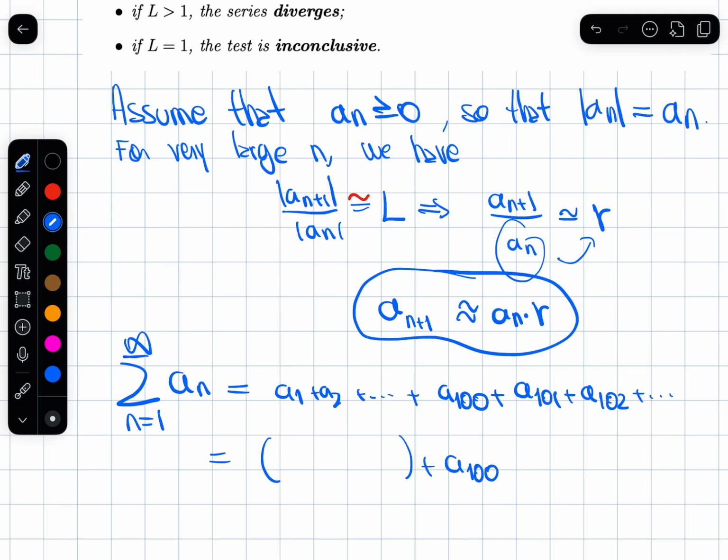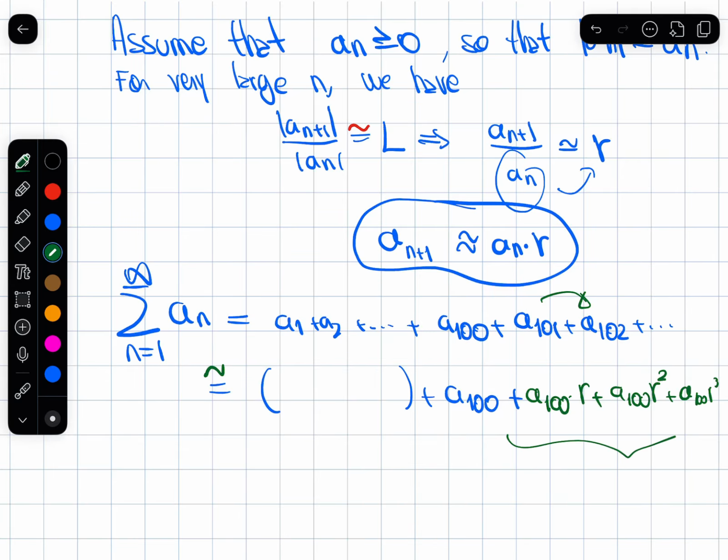then maybe I ignore a few terms here, and from the 100th term, I start writing that this is approximately a_100 times R, and then a_100 times R squared, a_100 times R cubed. This is approximately going to be geometric, with ratio R.